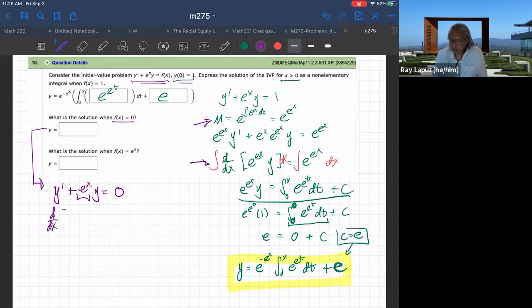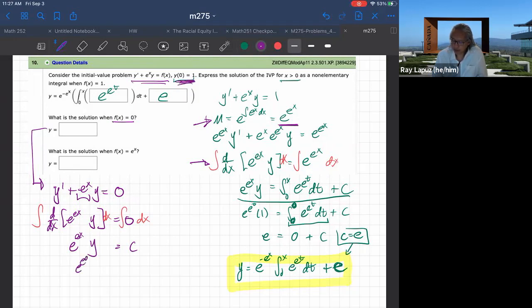d/dx of e to the x times y is equal to... now we're going to multiply the integrating factor e to the x times 0, and that's still going to give us 0. Antiderivatives. We're going to get a constant on the right-hand side, and e to the x times y on the left-hand side, and then we put in the values from the initial condition.